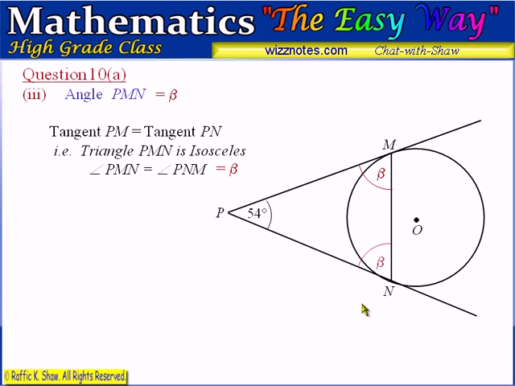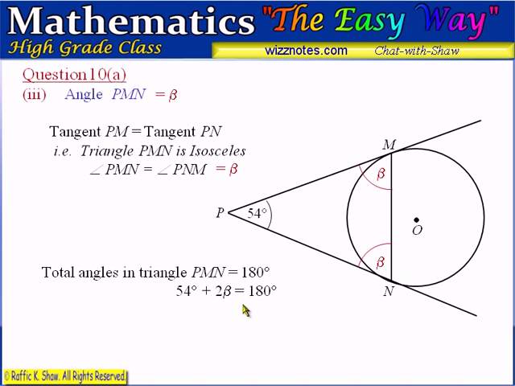And so we can show that on this diagram. Now we have the three angles in this triangle, 2 beta and 54 degrees, and the total angles in the triangle must be 180 degrees. So the total angles in triangle PMN is 180 degrees, and these three angles must add up to 180 degrees, and we can show that.